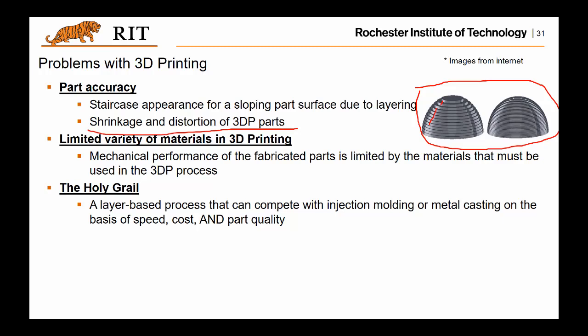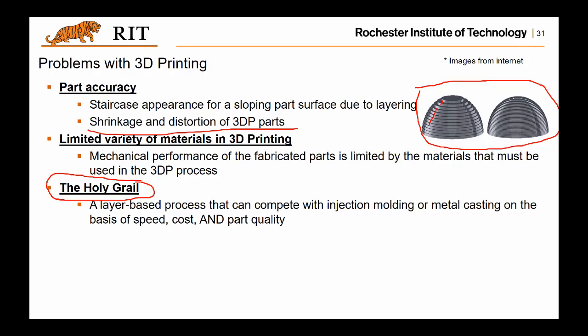That's why a large amount of work in additive manufacturing innovation is in material science. Researchers and practitioners in industry are working towards including more and more materials in additive manufacturing to satisfy different needs. And so, the goal, or the holy grail, of additive manufacturing would be a layer-based process that can compete with injection molding or metal casting on the basis of speed, cost, and part quality. That will be the ideal case. That will be the ultimate goal for additive manufacturing.